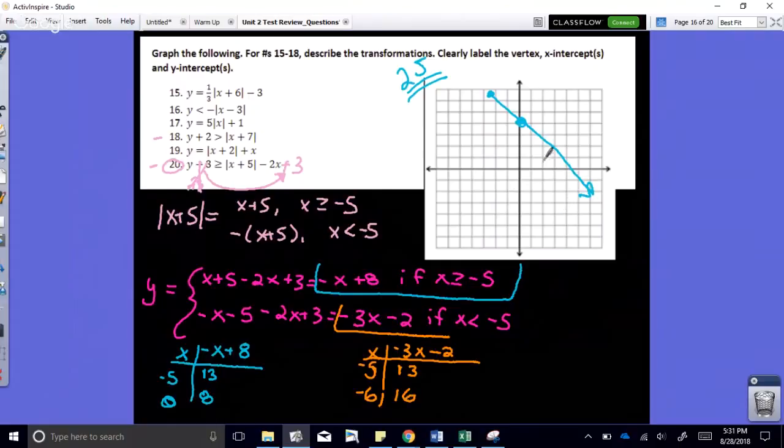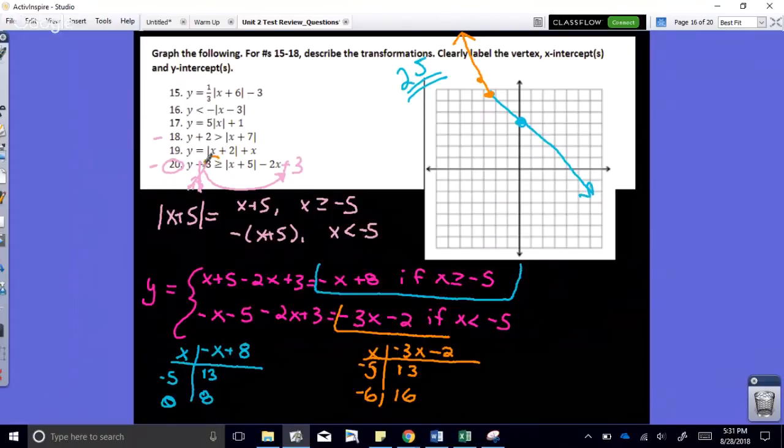So again, counting my 2's, I go 2, 4, 6, 8, 10, 12, 14. 16 is just going to be one more space off of it. Here was -5, 13. And then we can connect it.